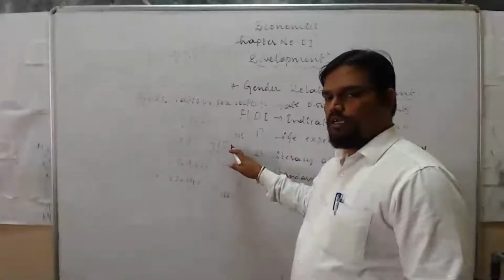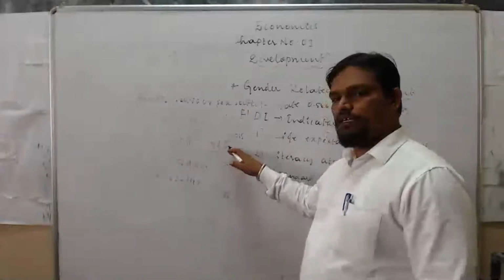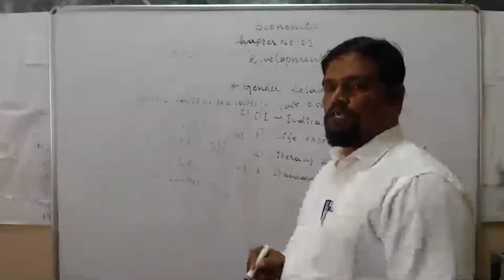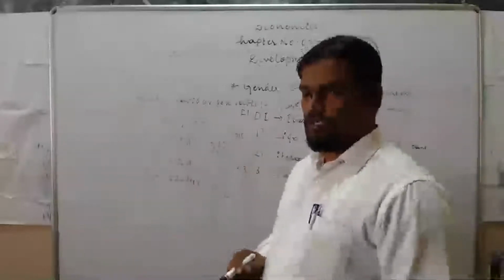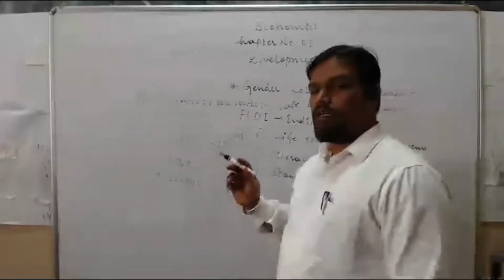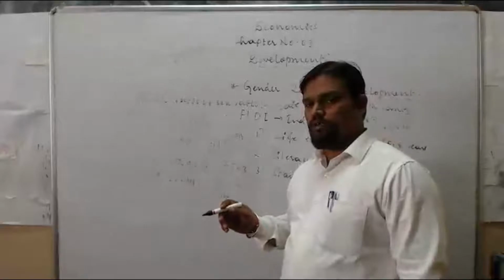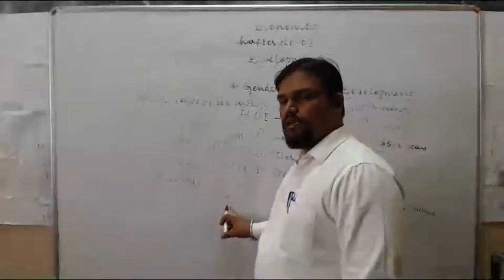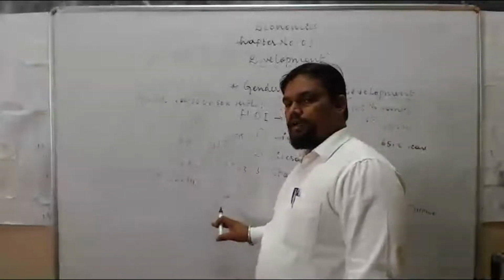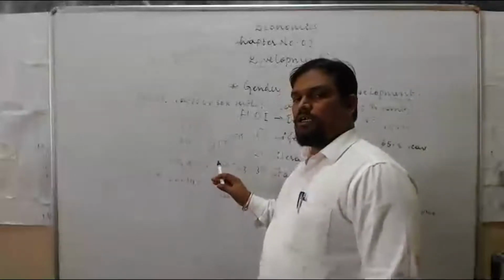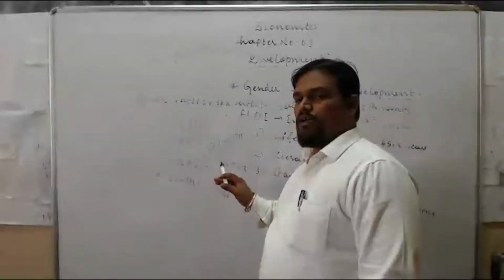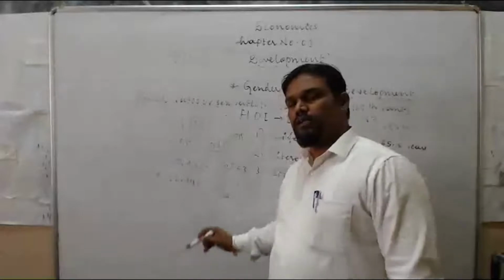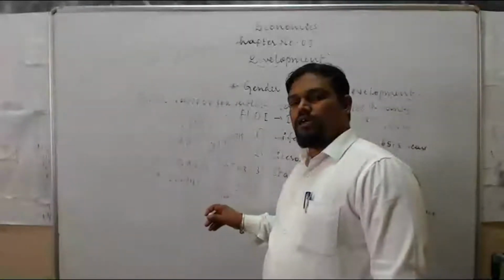GII stands for Gender Inequality Index Rate. That is 0.563. In 2015, India's gender inequality index rate was 0.563, but the rank was 130th out of 188 countries. Okay, is it clear? The gender inequality index rate of India in 2015 was 0.563, but the rank was 130th out of 188 countries.